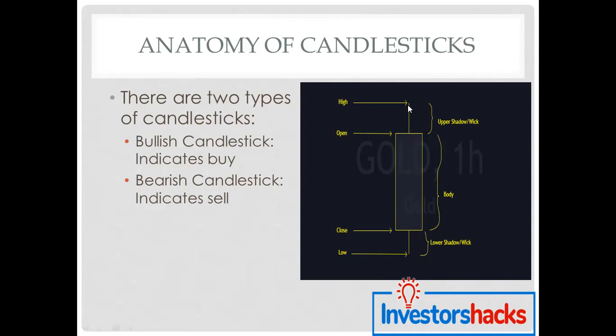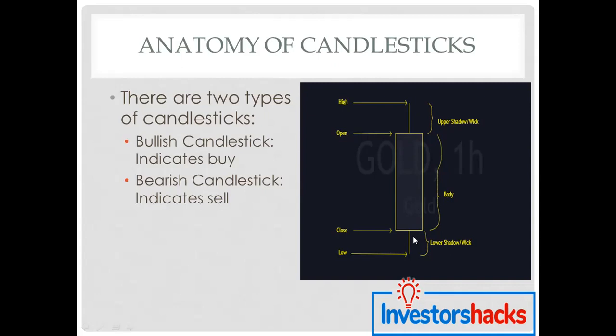And on top, we have a vertical line. This line shows the high price of this candle, the high that it went before it came down. Then we have the opening price. So this is the opening price here at the end of this body. And then we have the closing price below here. And then we have the low price here.